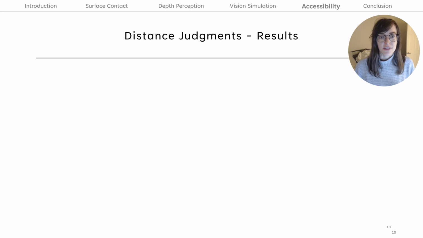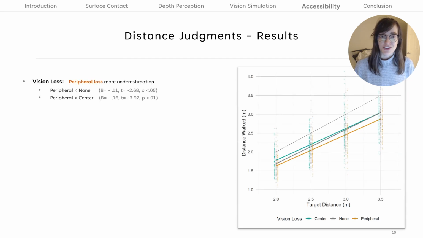But what was the effect of visual field loss? Disclaimer, my hypothesis was that central vision loss was going to result in significantly different responses from people for reasons we'll discuss on the next slide. But what actually happened was people underestimated distances even more in the peripheral vision loss condition. Was this surprising? Was it expected? In my opinion, it's a little bit of both.